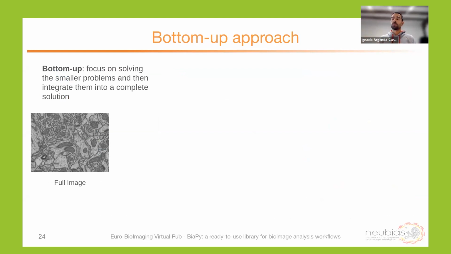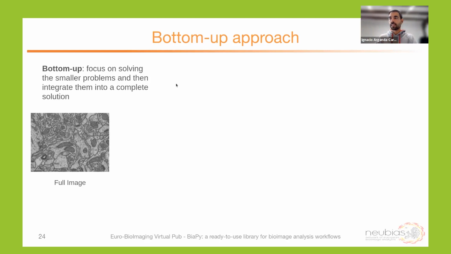So because of this kind of thing, in bioimage analysis we usually opt for the alternative option, which is the bottom-up approach, which sounds very similar, but it's not. It's to focus first on solving the smaller problems and then integrate them into a complete solution. So you don't build one big network, but you attack different problems and then merge them back together.